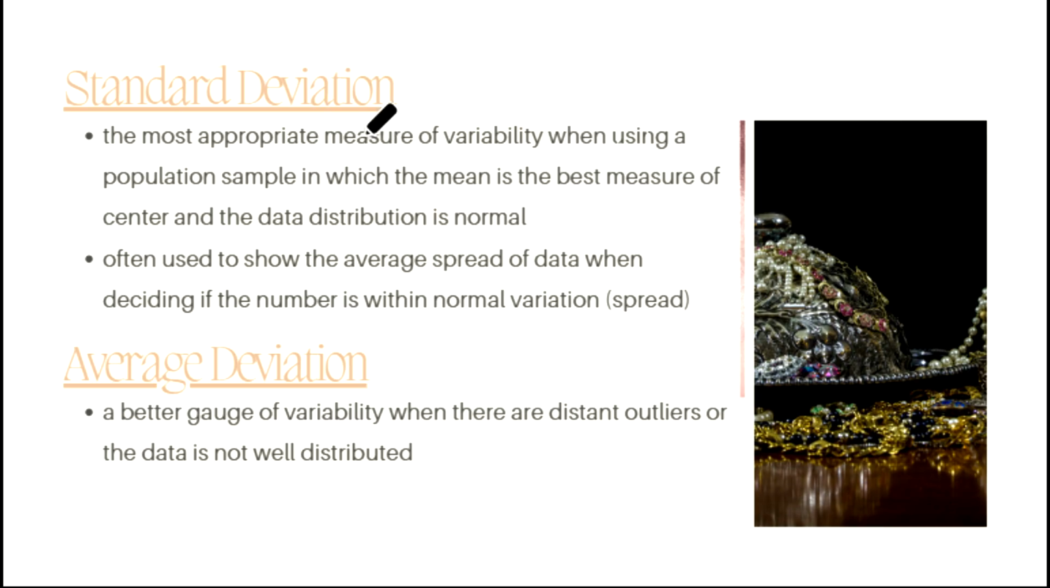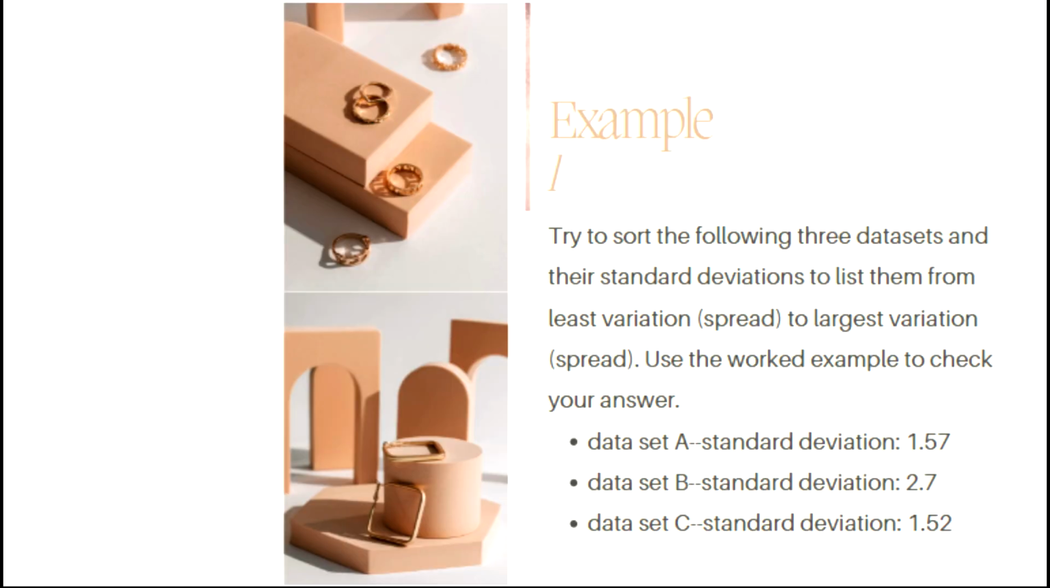Average deviation is a better gauge of variability when there are distant outliers or the data is not well distributed. Yippee! Here's example number 1. Try to sort the following 3 data sets and their standard deviations to list them from least variation spread to largest variation spread. Use the worked example to check your answer. So we're going from least to largest. We're starting with least spread, so most contained, most closest together, to the biggest spread.